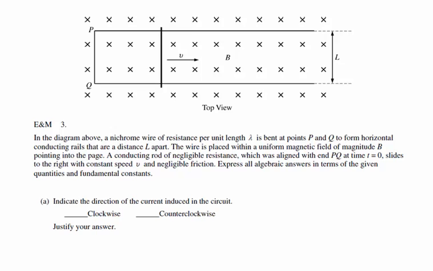In this problem, a long nichrome wire with resistance per unit length lambda is bent at right angles at points P and Q to form horizontal conducting rails a distance L apart. This wire is in a magnetic field that's constant, and we have a conducting rod that's aligned with PQ when t equals 0. And this rod is sliding to the right at a constant velocity.